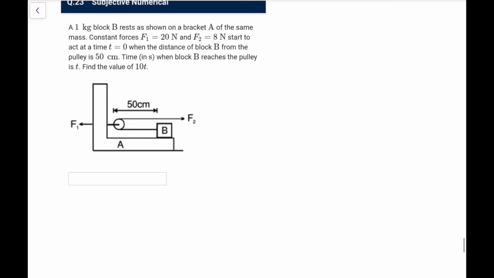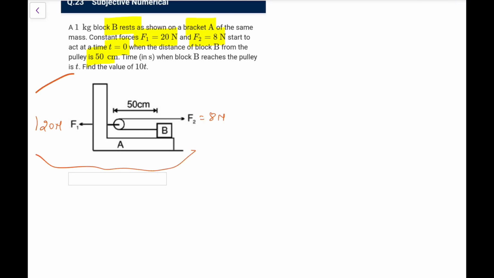Next, a 1 kg block B rests on a bracket A of the same mass. Constant forces 20 and 8 Newton act at t equal to 0 when the distance of block B from the pulley is 50. The time in seconds when block B reaches the pulley is t. Again, this is a very nice question here. So first of all, let me see what is happening. This is 20 and this is 8.